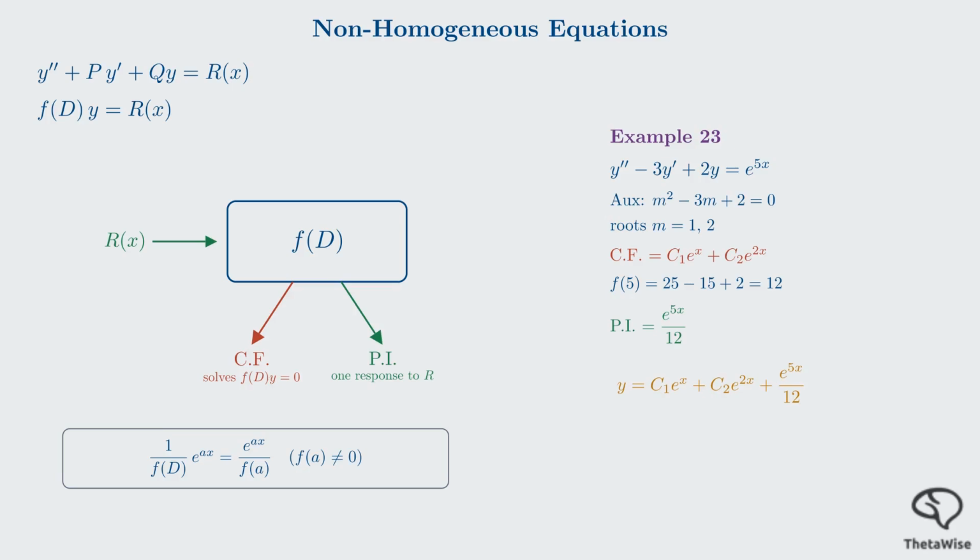The complete answer is c1 e to the x plus c2 e to the 2x plus e to the 5x divided by 12. For sine or cosine forcing, the same operator idea is used with D squared replaced by minus a squared, while polynomial forcing is handled by expanding the inverse operator as a finite series.